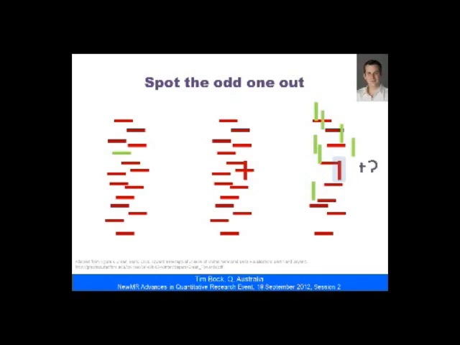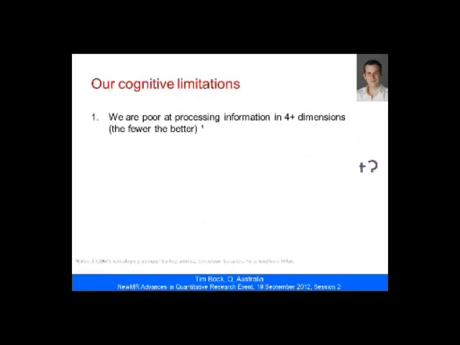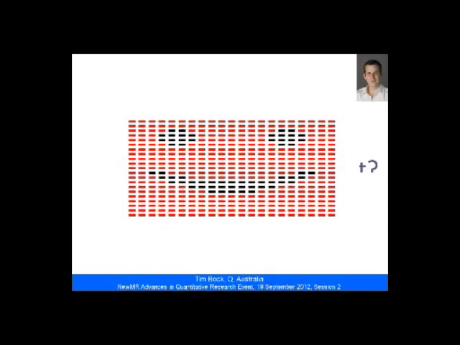There's the vertical and horizontal position of each of the objects on the page. Then there's colour and orientation. And our brains are really only good at doing 2 dimensions and perhaps 3. When we get to 4 dimensions, it's harder. Sure, we can figure it out, but it's harder work. And if it's harder work, it'll make any chart hard work. So the first key cognitive limitation is that we're very poor at processing information in 4 or more dimensions.